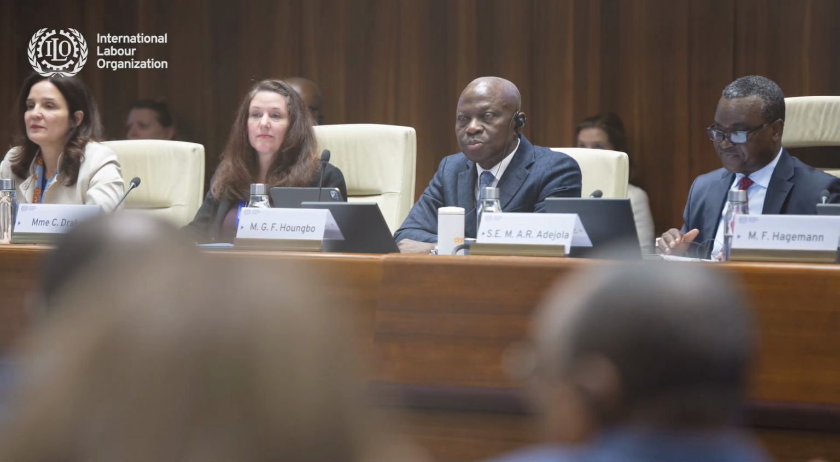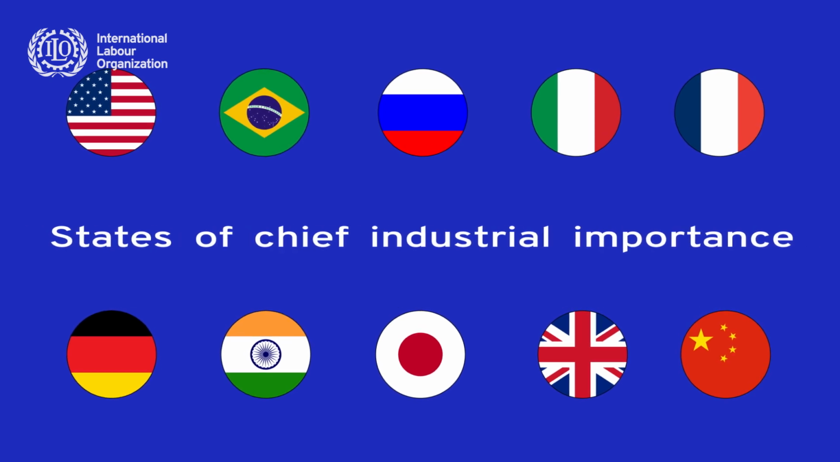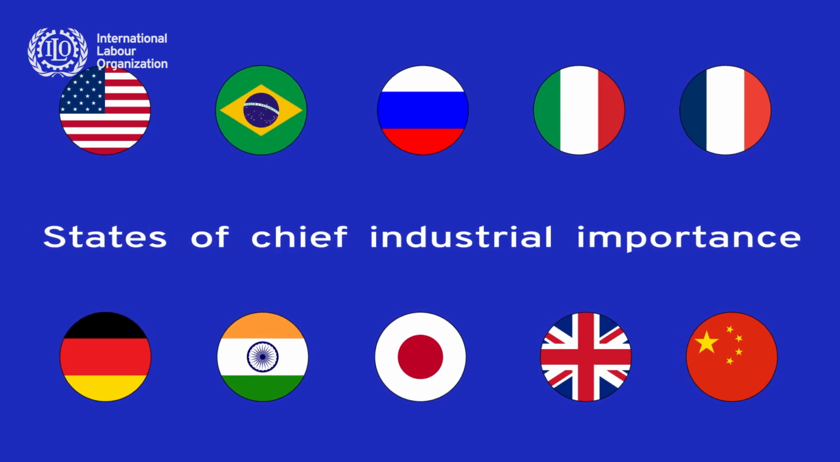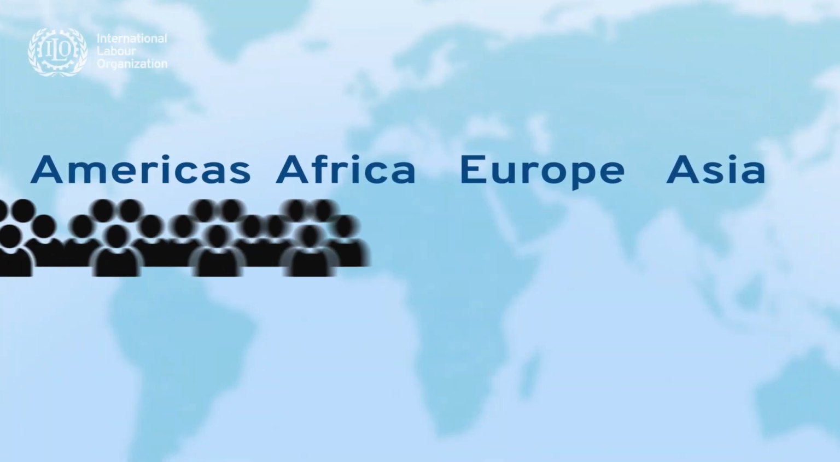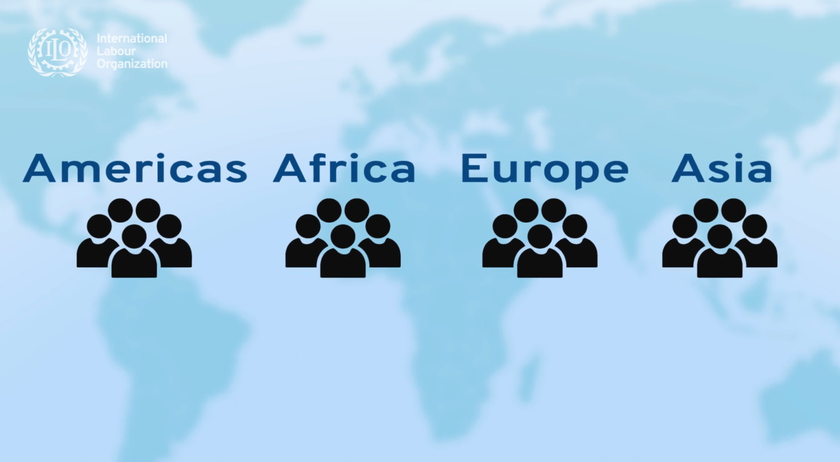In particular, the amendment would abolish the non-elective seats reserved for the 10 states known as states of chief industrial importance. These government seats would be distributed among the 4 geographic regions. The regions themselves would elect their government members. There would be other changes too.